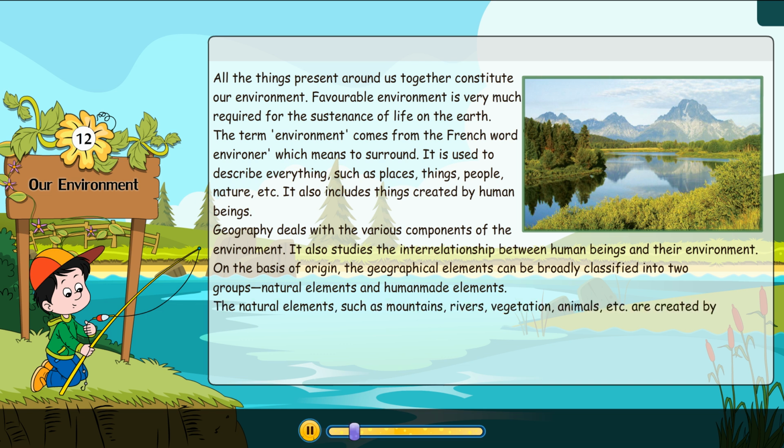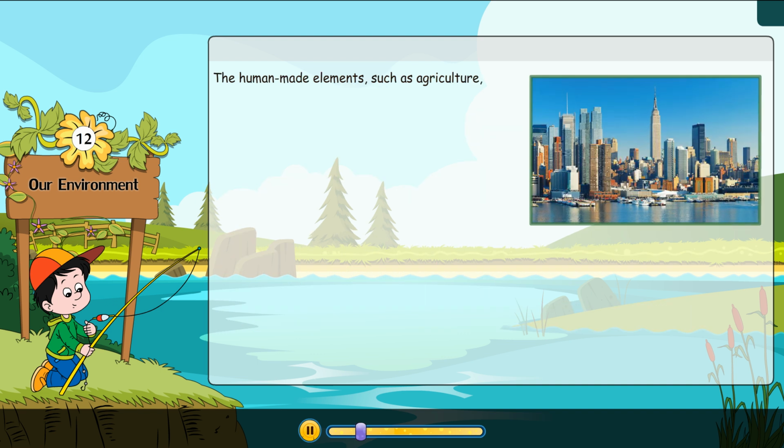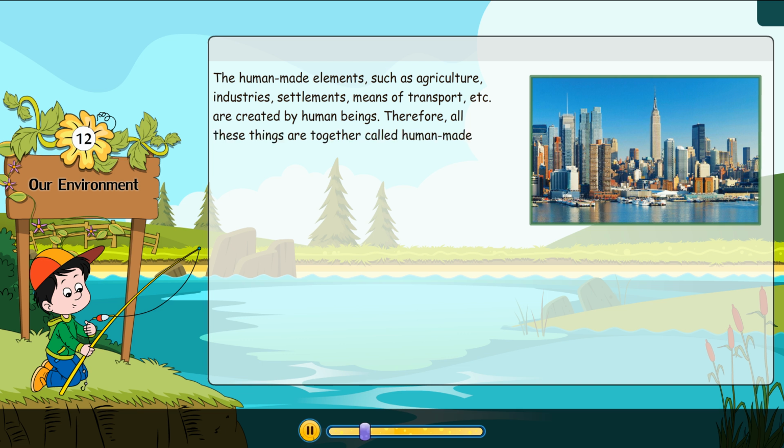The natural elements such as mountains, rivers, vegetation, animals, etc. are created by nature. This is called natural environment. It includes the biotic and abiotic components. The human-made elements such as agriculture, industries, settlements, means of transport, etc. are created by human beings. Therefore, all these things are together called human-made environment.